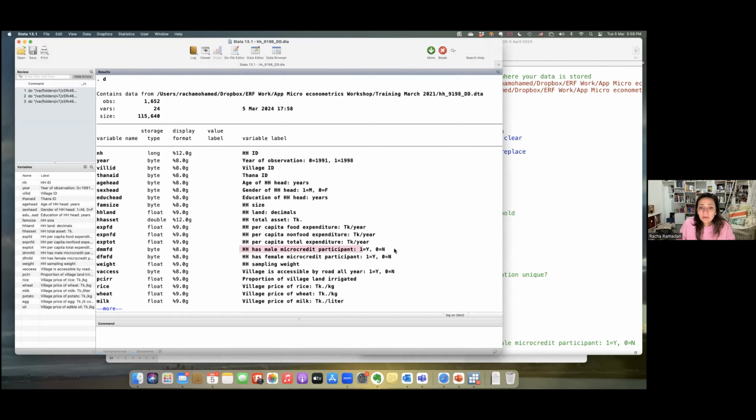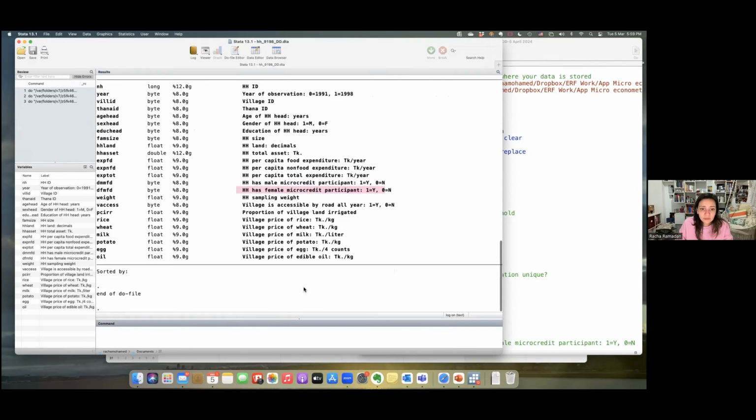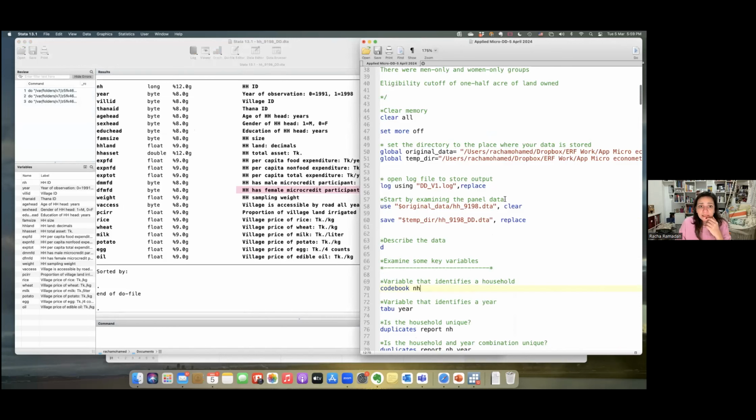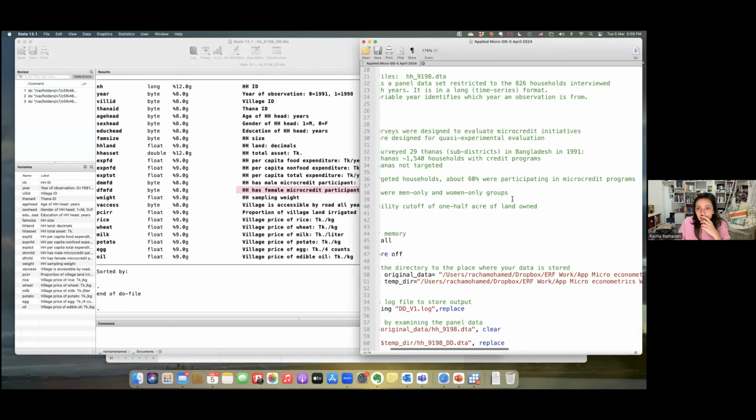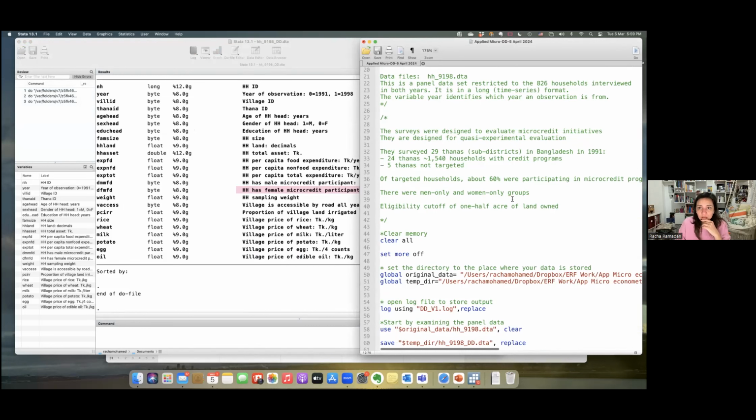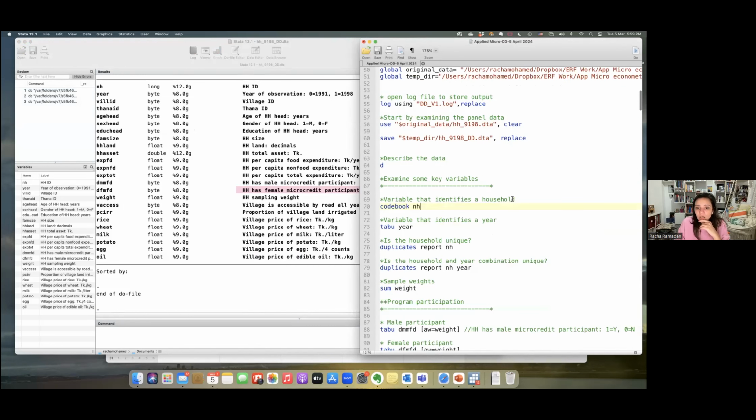If they have a male microcredit participant, yes or no, so this will be our variable of interest. If they have a female microcredit participant or not. We have the sampling weight. We have other characteristics of the village, like accessibility through road, land irrigated, and the prices of different products. Okay, so these are the variables we have in our data set. And all the values are monetary, in Bangladesh currency.